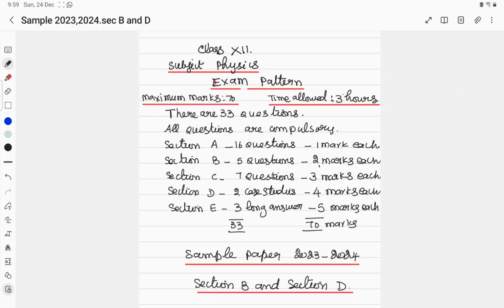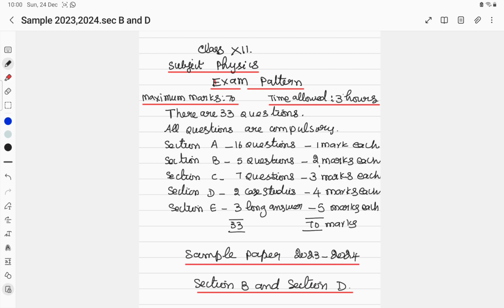Class 12, Subject Physics, Exam Pattern. First we know the exam pattern. There are 33 questions asked. All questions are compulsory. Section A consists of 16 questions of 1 mark each.